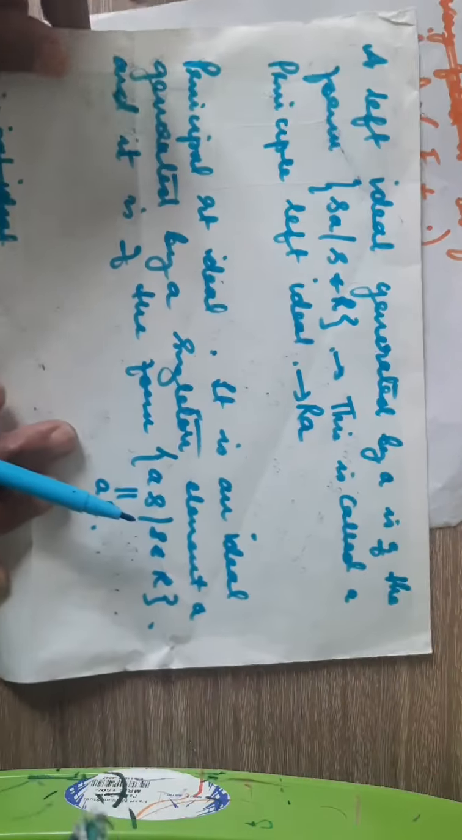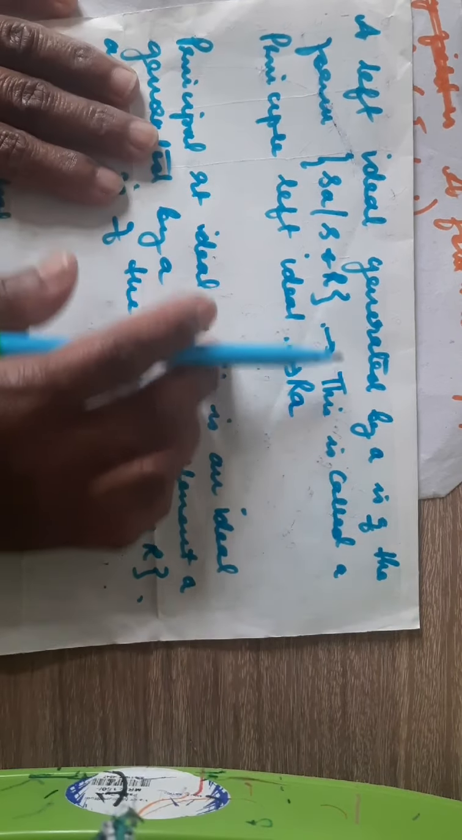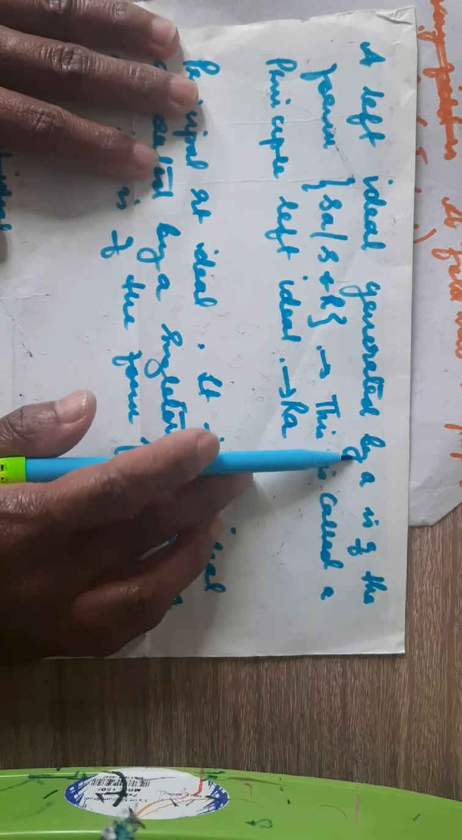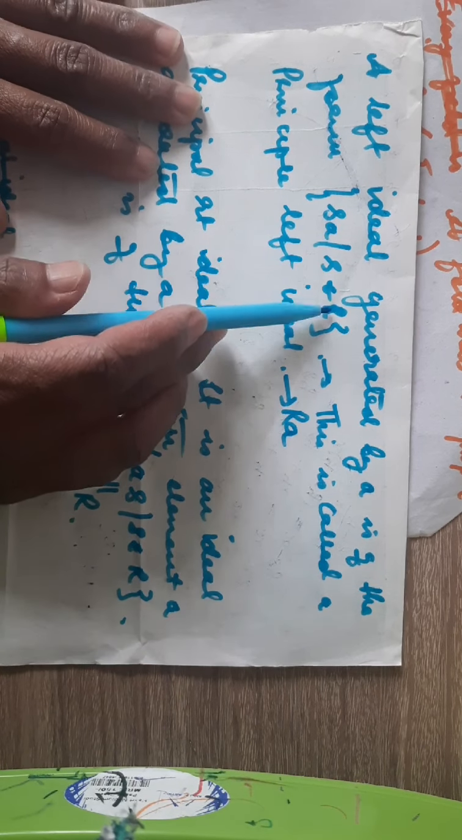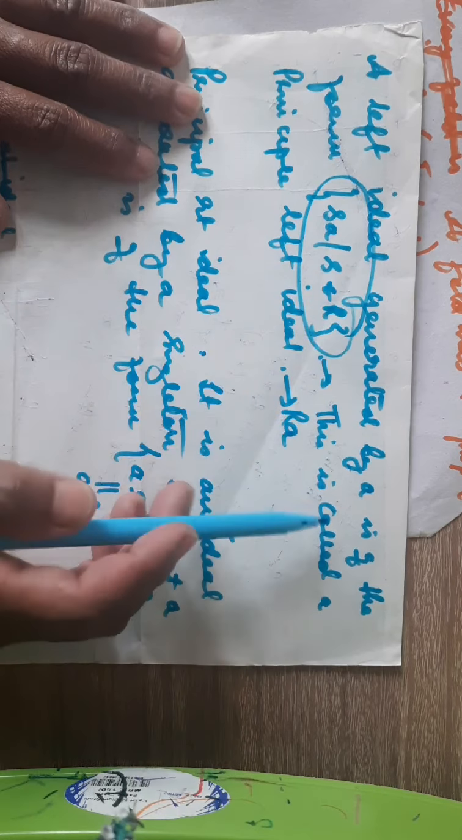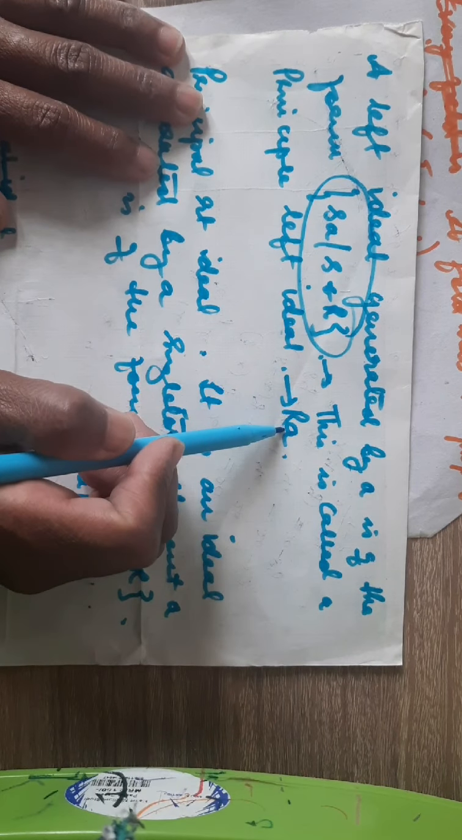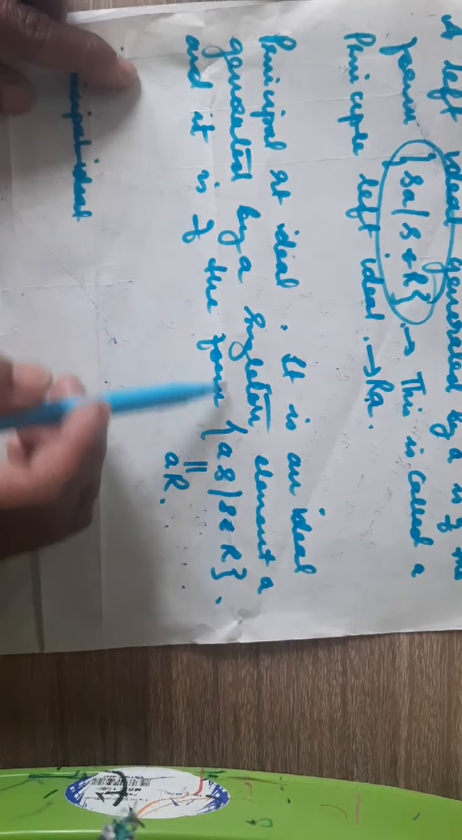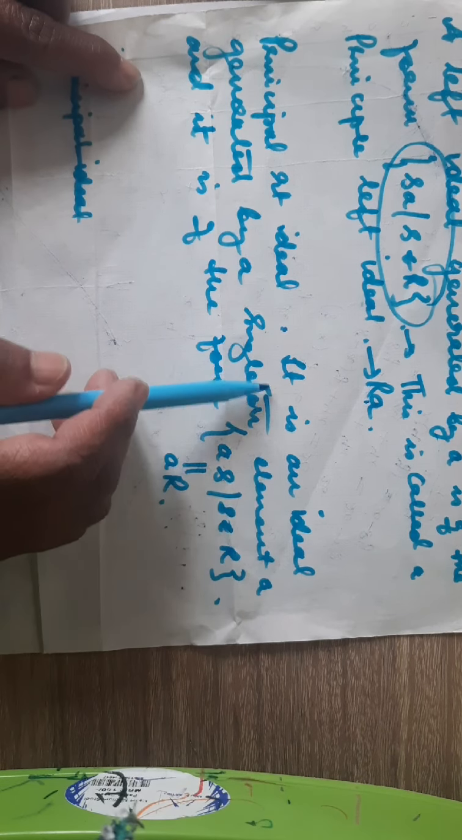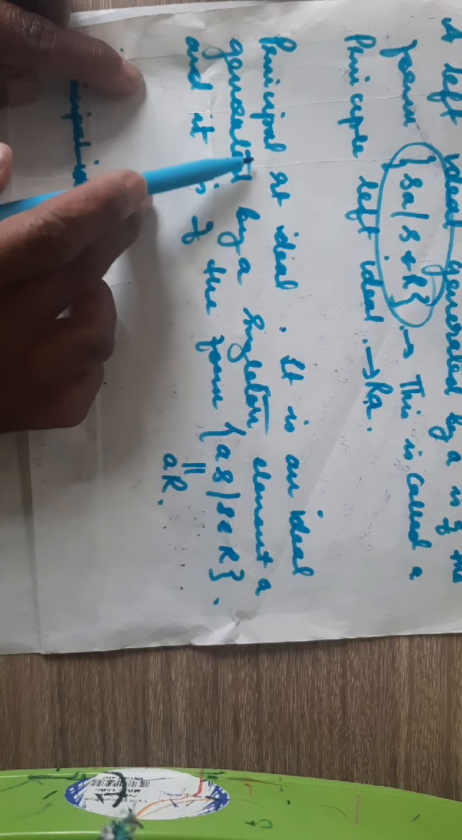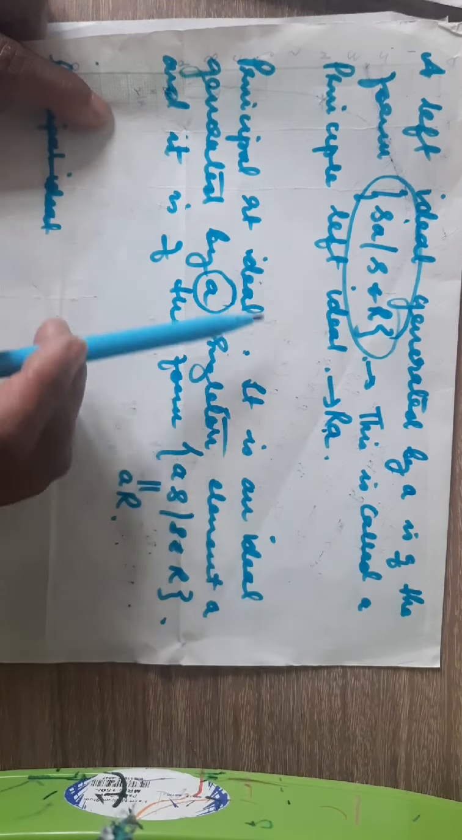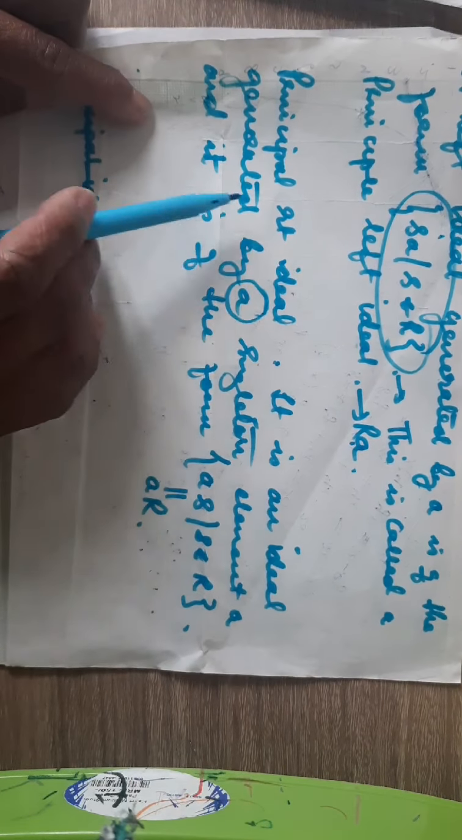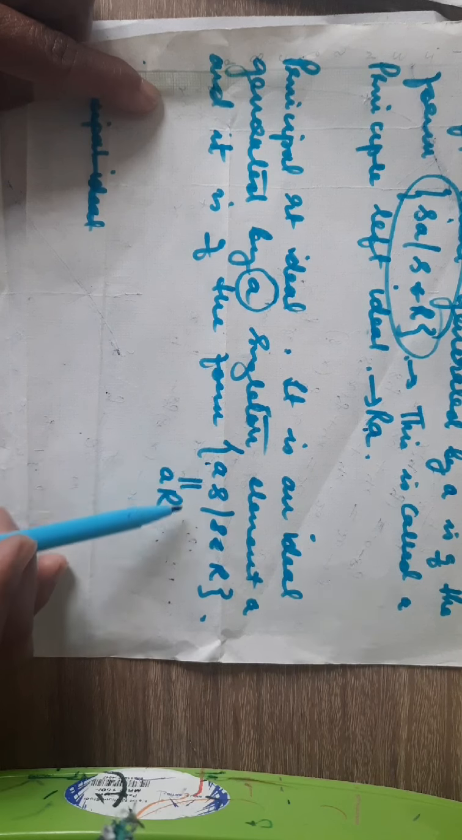Now let me define the principal left ideal. A left ideal generated by a singleton element a is of the form sa such that s belongs to R. So this ideal is called the principal left ideal and it is denoted by Ra. Similarly, the principal right ideal: if it is generated by a singleton element, that means every element of that ideal will be a multiple of a, here also, but a multiple from the right side. So for this one, the principal right ideal, we denote it by aR.